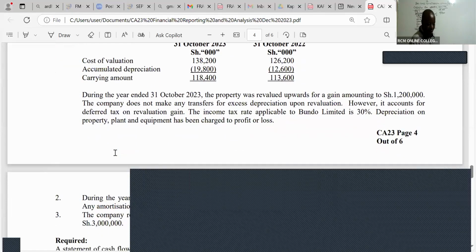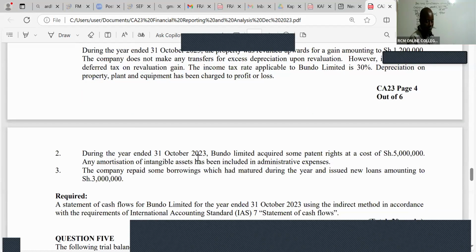I'm looking for operations. We are told, note number 2, during the year ended 31st October 2023, Bundo Limited acquired some patent rights at a cost of 5,000. Any amortization of intangible assets has been included in administrative expenses.